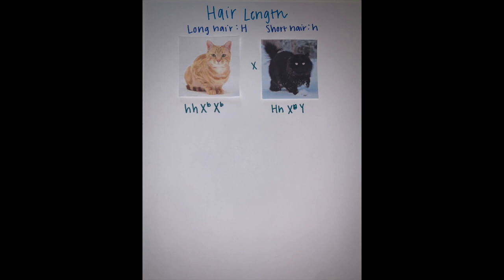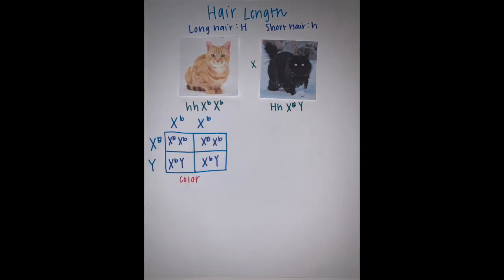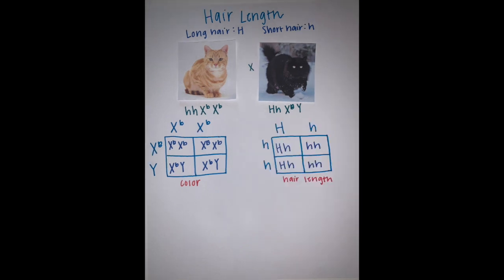To start off, we will need to draw two Punnett squares to better understand the crossing of these traits. The first will be for color and will look like this. The second will be for hair length and should look like this. With this, we can draw a branch diagram that will show us the phenotype ratios we can expect to see in the progeny. First, we will start with sex.